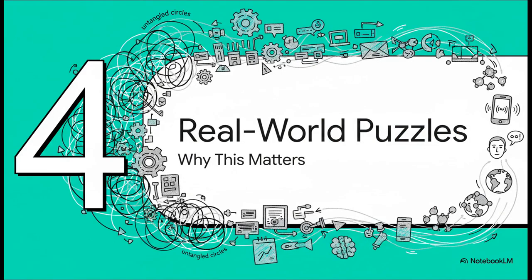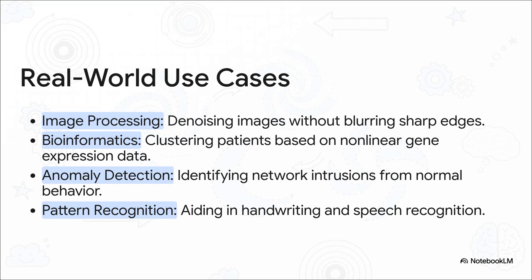So, besides just untangling circles, where does this technique actually make a difference? Let's talk about some real-world situations where finding these hidden nonlinear patterns is a total game changer. For sure. I mean, think about cleaning up a noisy image. Standard PCA might just blur everything, including the sharp edges you want to keep, but kernel PCA can often preserve those edges. Or in biology, gene expression data is famously complex and nonlinear. Kernel PCA can find clusters of patients that linear methods would just completely miss. And in cybersecurity, it can model what normal network traffic looks like in all its nonlinear complexity so that any weird deviation immediately stands out as a potential threat.